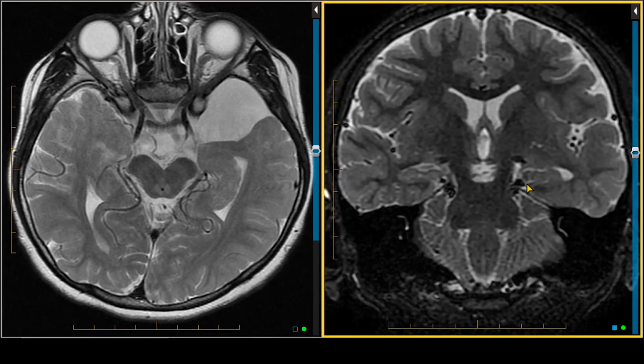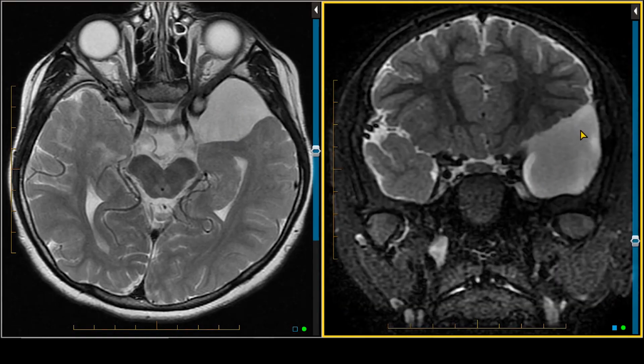If I go anteriorly on the coronal STIR, we also see the anterior aspect of the left middle cranial fossa is filled with fluid, and if we look at the transverse dimension of the anterior aspect of the left middle cranial fossa, it's slightly larger than the anterior aspect of the right middle cranial fossa. Enlargement of an area is typically a sign of a chronic process.